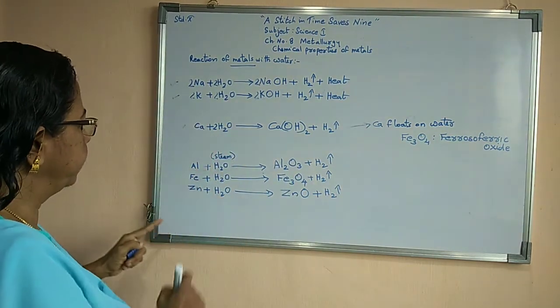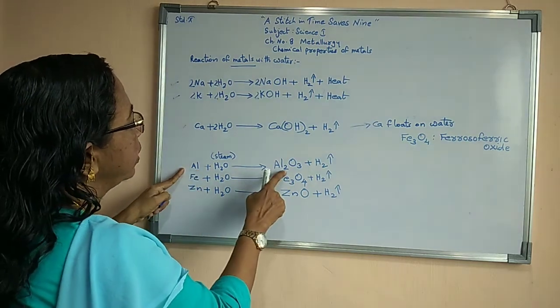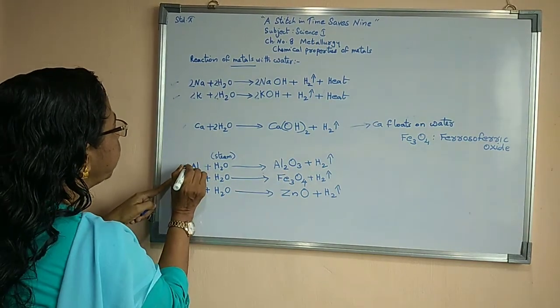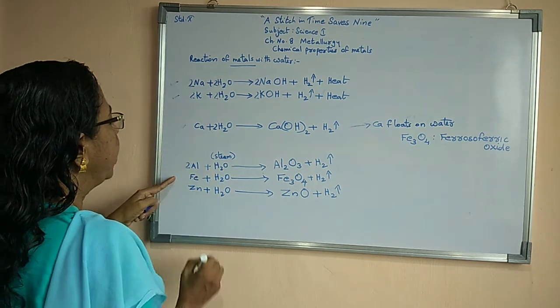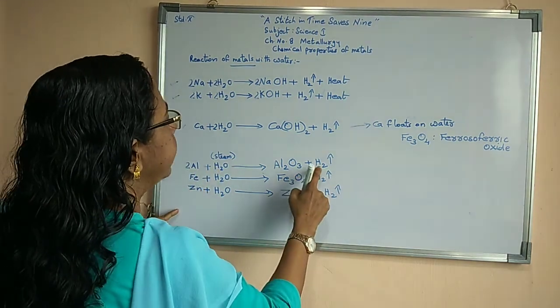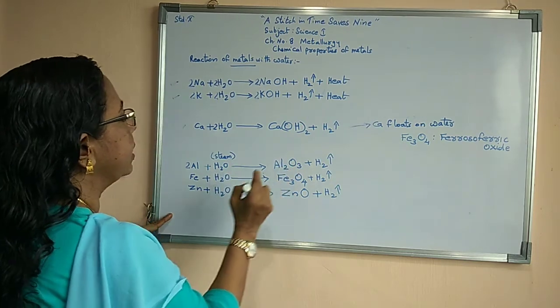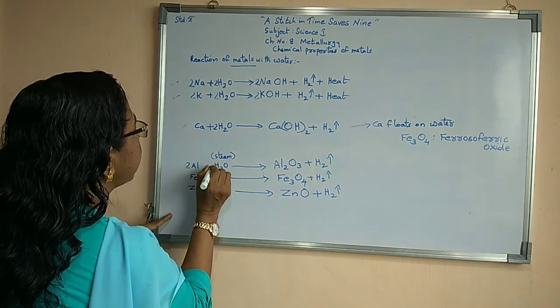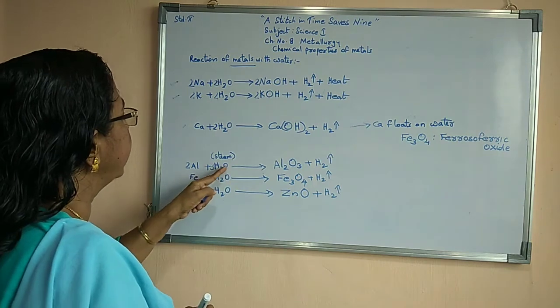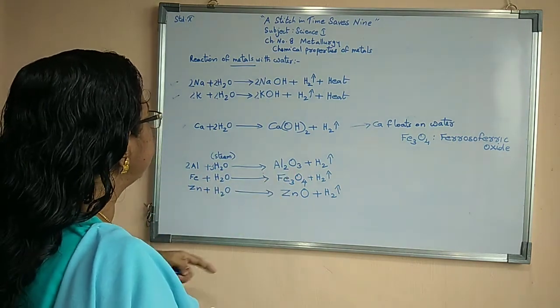Now here we will do. Aluminium here 1, here aluminium 2. So I am putting here now 2. Then hydrogen here 2, hydrogen here 2. Oxygen here 1, oxygen here 3. So I am putting here now 3. So oxygen now 3, here oxygen 3.